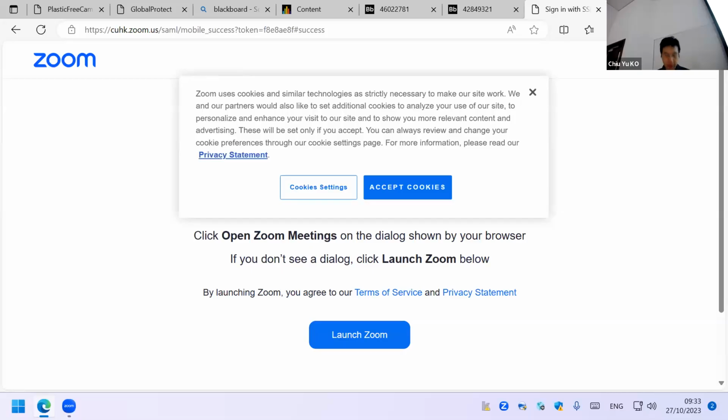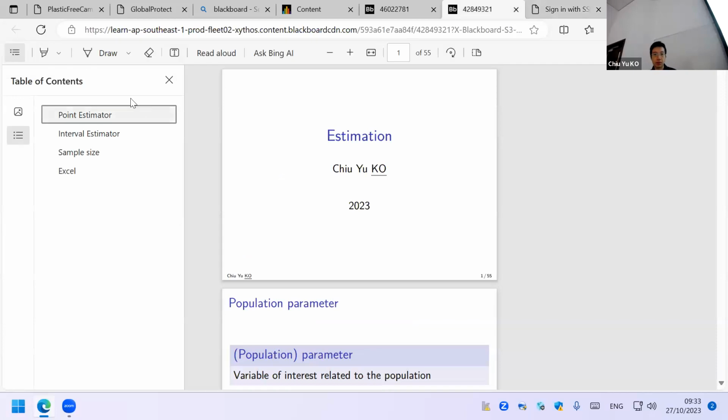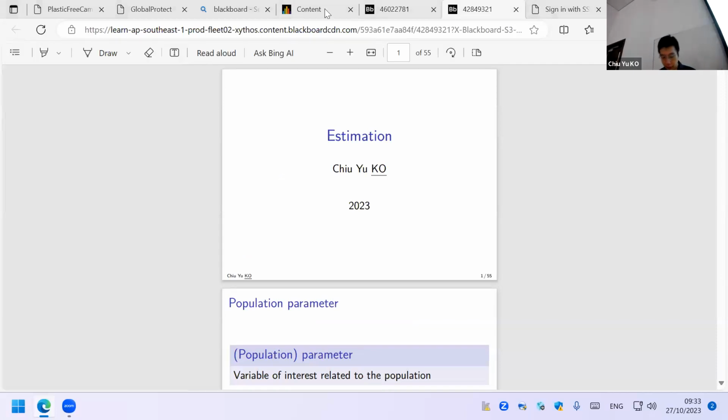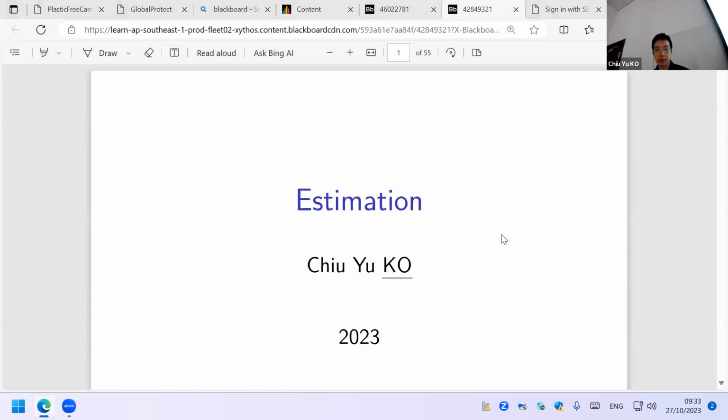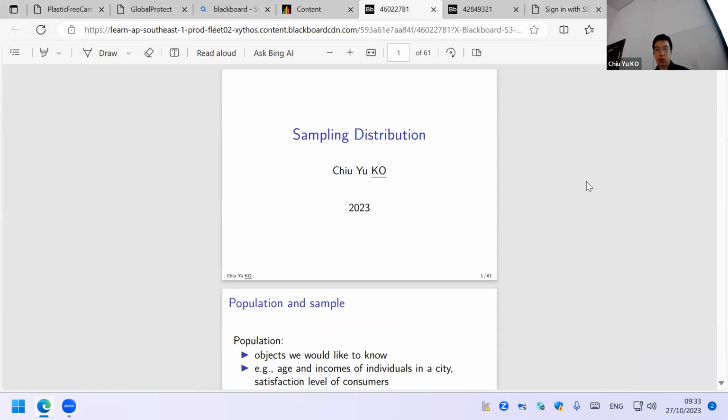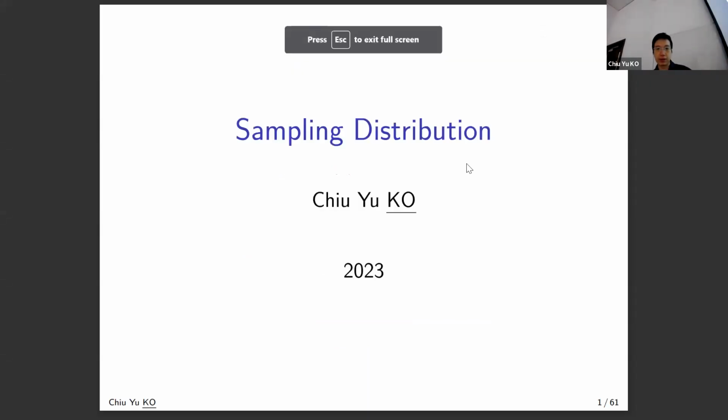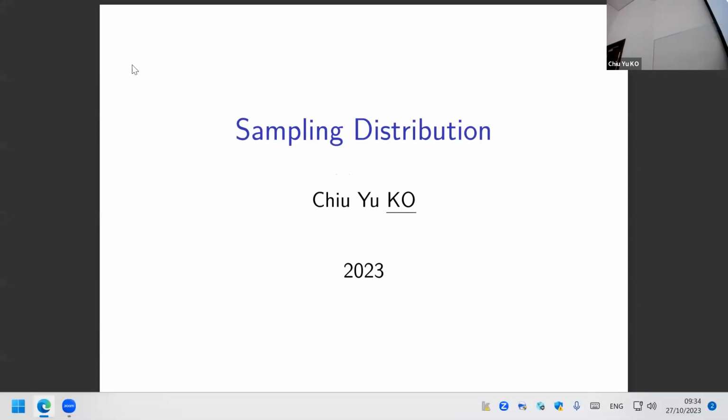So let's get started. Today the goal will be going over the estimation, but before that, let's very quickly review what we have been covering in the sampling distribution, because we actually would be using the result we learned, which we said is rather boring results, but they will be very useful.